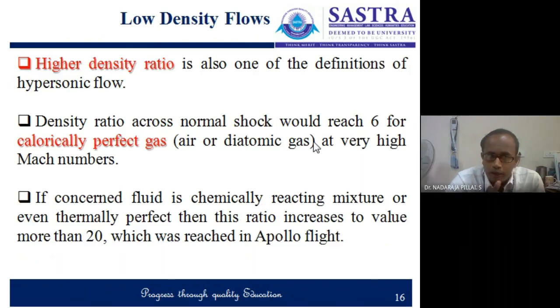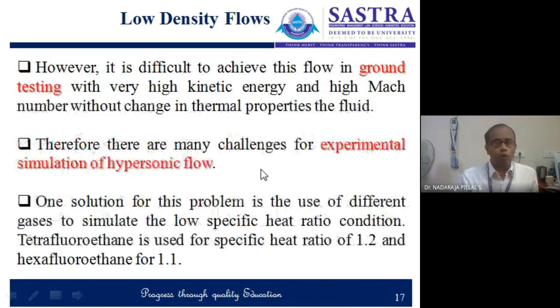So low density flow talks only about the density of the flow, and there is a discussion on mean free path, the characteristic length, and the definition of Knudsen number. But here we consider a high density ratio, not a high density flow, because of the normal shock. And for example, for Apollo, we have this ratio of 20.